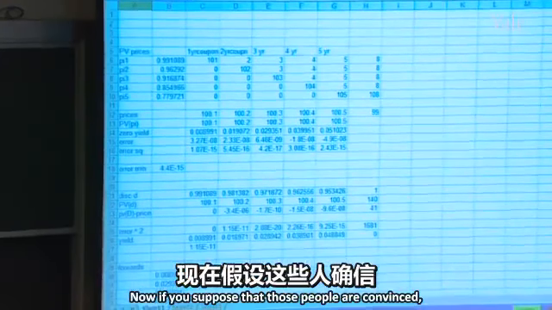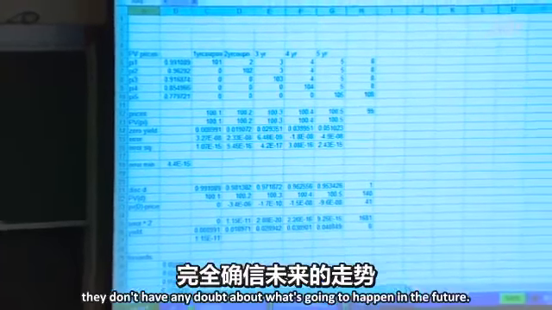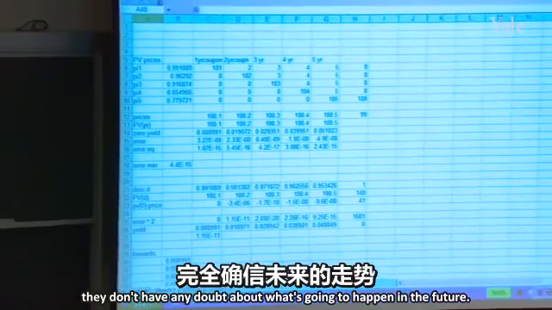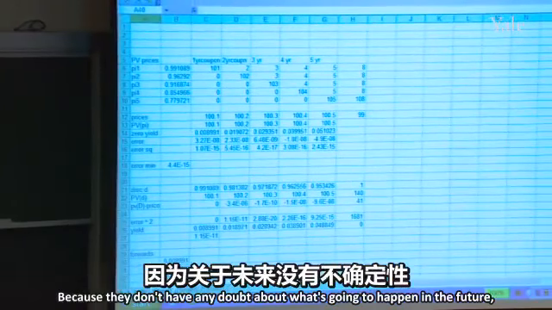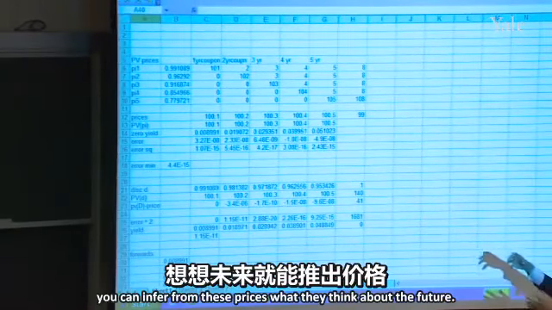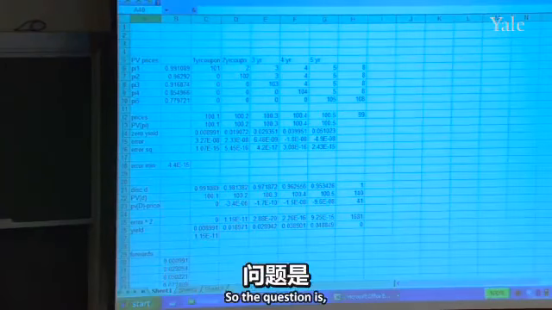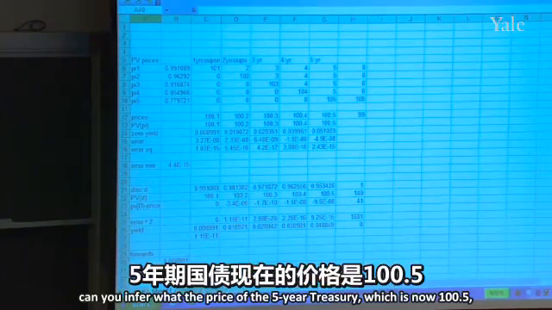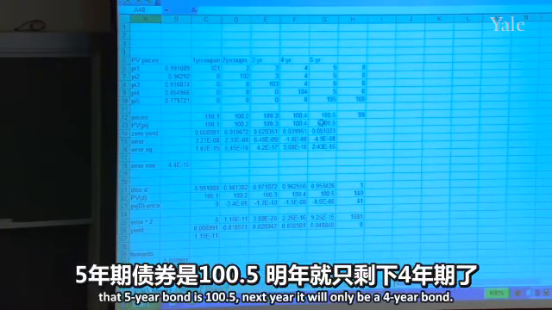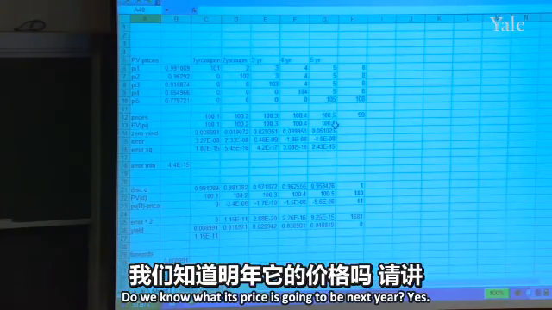Now, if you suppose that those people are convinced, they don't have any doubt about what's going to happen in the future, you can infer from these prices what they think about the future. So the question is, can you infer what the price of the 5-year Treasury, which is now 100.5, will be? That 5-year bond is 100.5. Next year, it'll only be a 4-year bond. Do we know what its price is going to be next year?